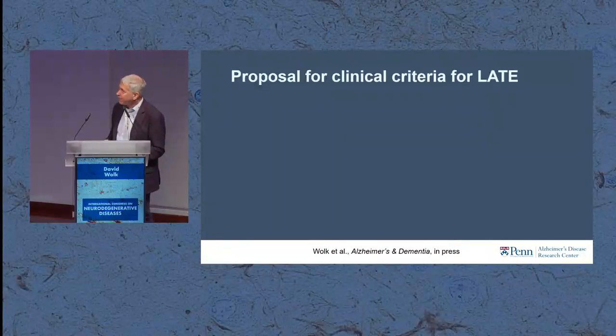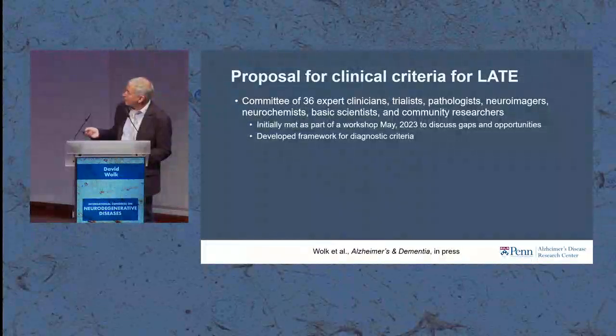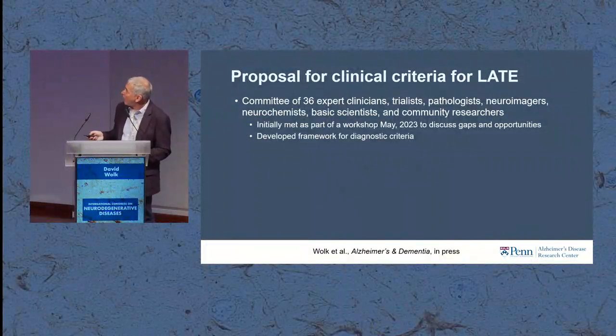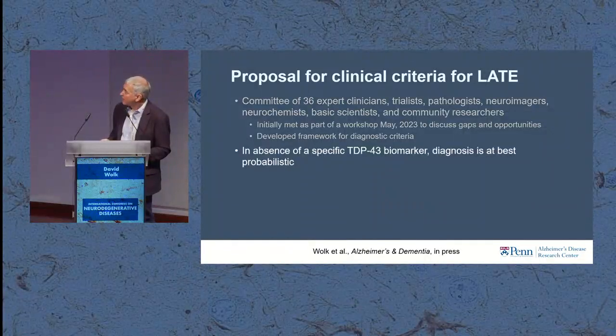So in just a final couple minutes, I just want to give a plug for our proposed clinical criteria for LATE, because I think we now have learned enough about the characteristics of this condition to at least diagnose it probabilistically in practice. I think it's important for us to start to do it in research studies so we can better follow those patients and learn more about them, as opposed to just waiting for postmortem studies, including also for testing biomarkers. So this was a committee that Michel was on of 36 experts within the field that had a workshop and then developed diagnostic criteria.